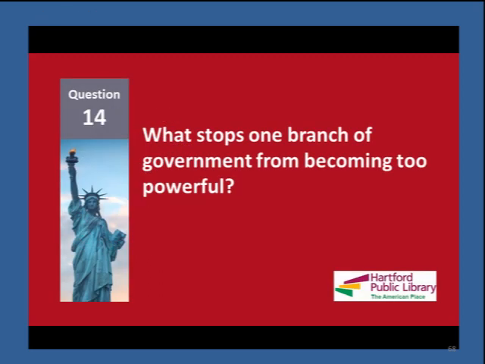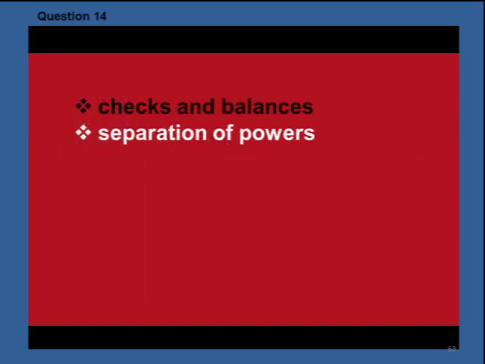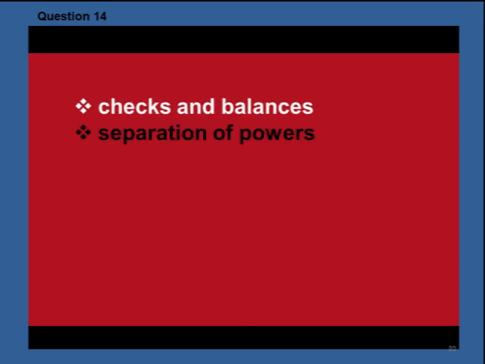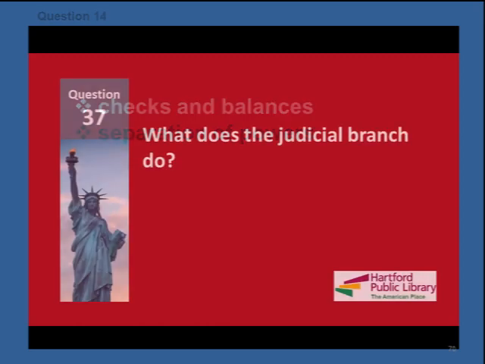Question 14. What stops one branch of government from becoming too powerful? Checks and balances. The system of checks and balances and the separation of powers keep one branch of government from becoming too powerful. Question 37. What does the judicial branch do?